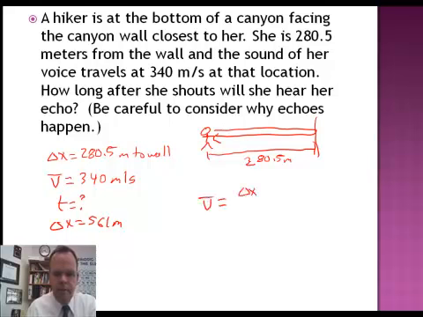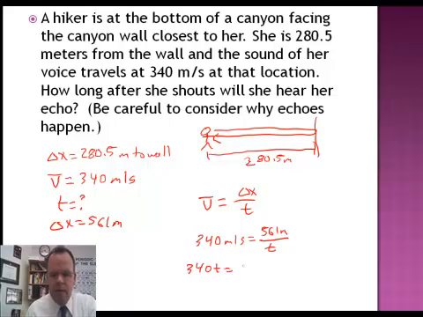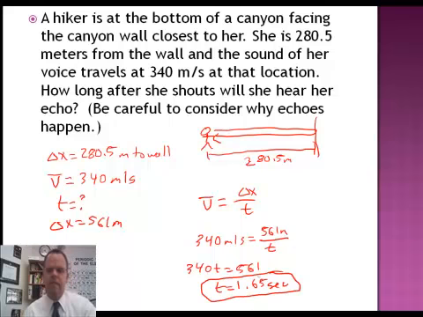Velocity equals displacement over time. 340 meters per second equals 561 meters over t. We need to cross multiply. 340t equals 561. We get a time of 1.65 seconds.